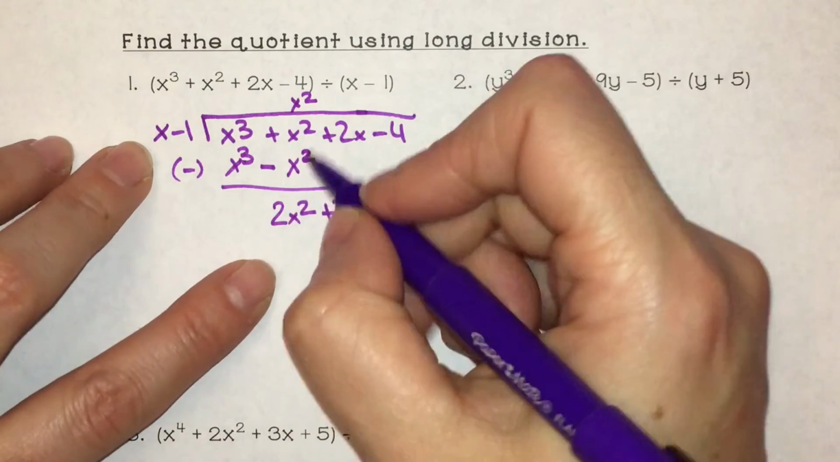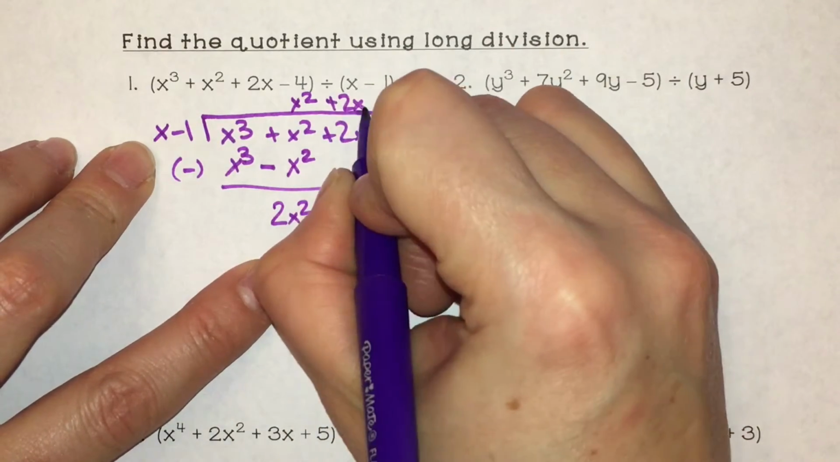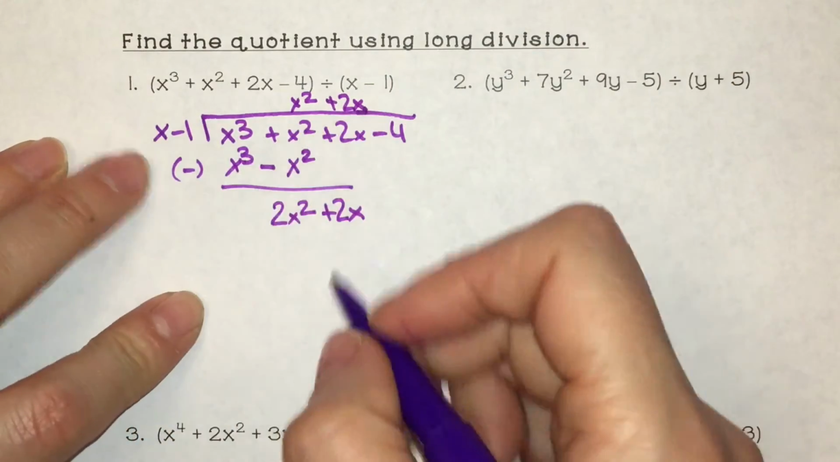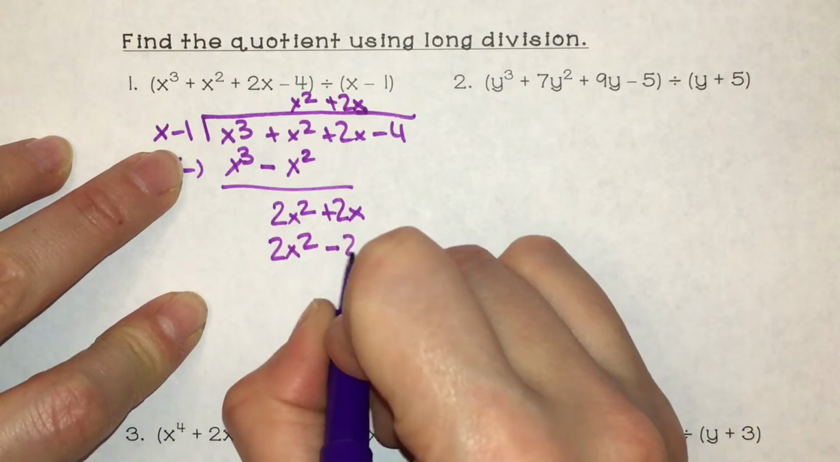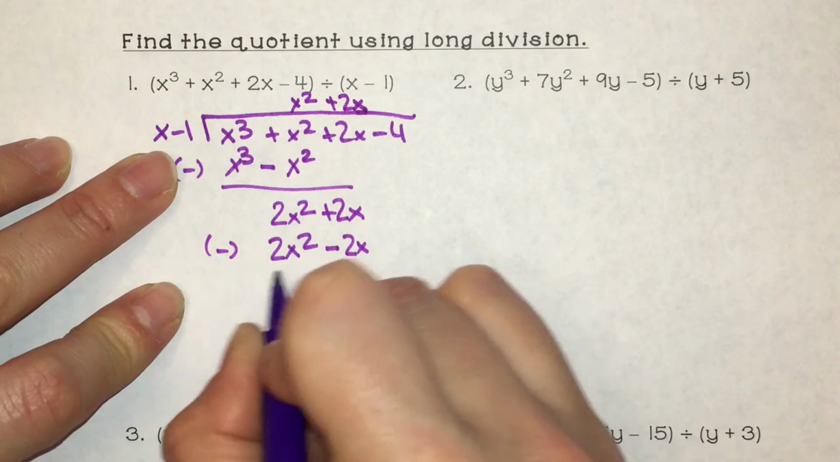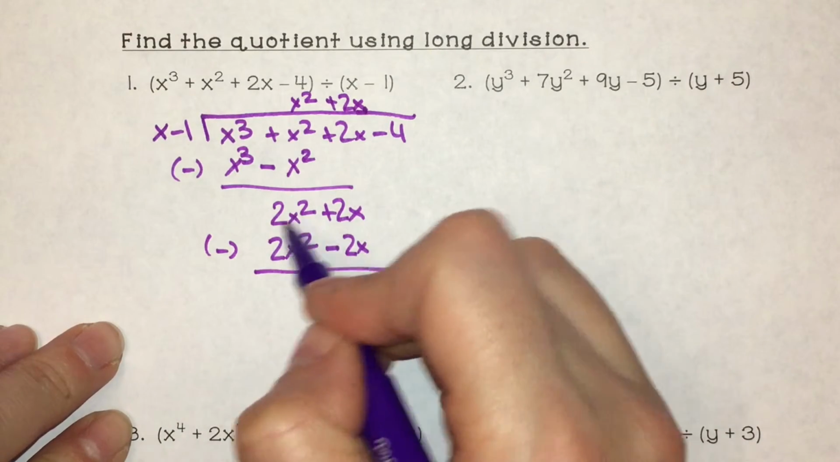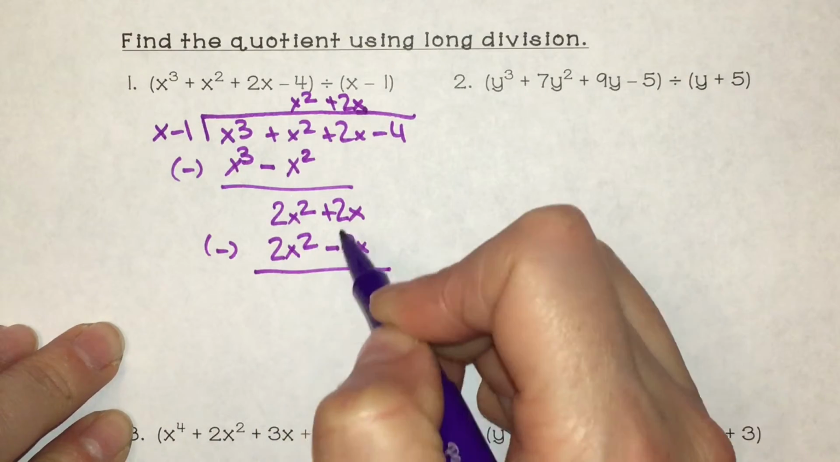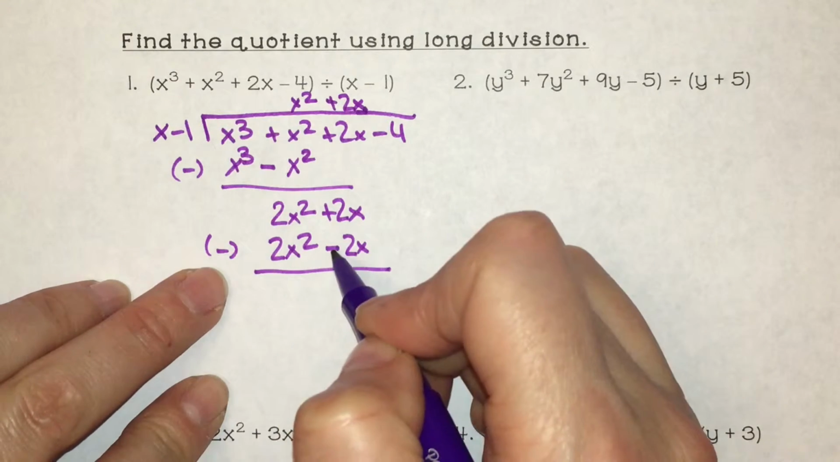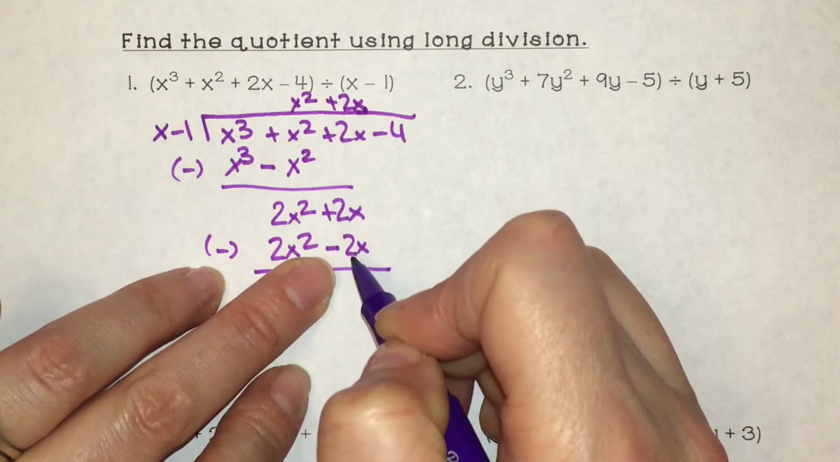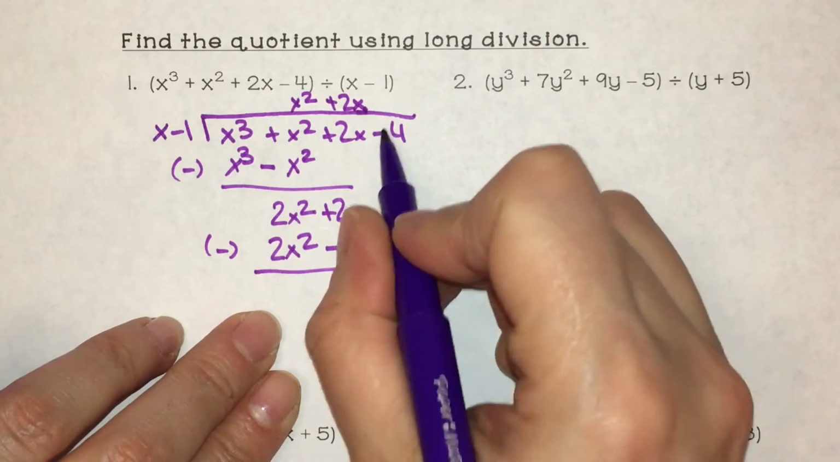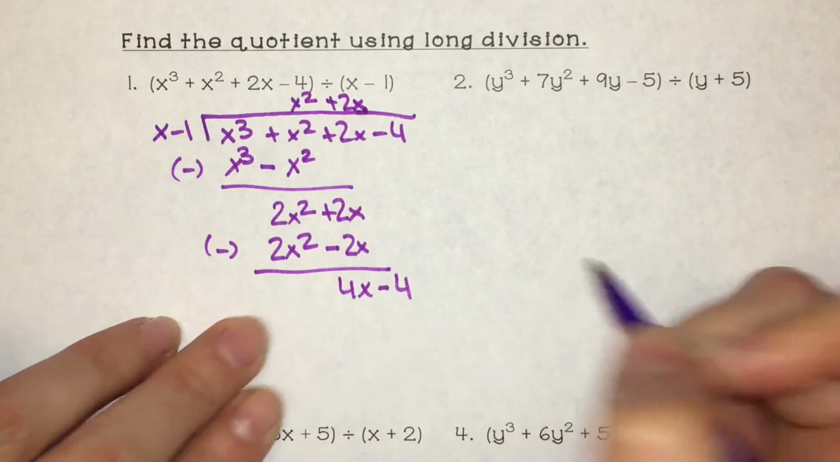We multiply x times positive 2x. 2x times x is 2x squared. 2x times negative 1 is negative 2x. We're subtracting. 2x squared minus 2x squared is 0. 2x minus a negative changes to plus a positive. So 2x plus 2x is 4x. Bring down your minus 4.